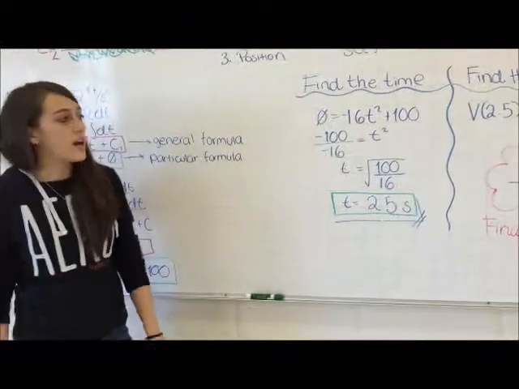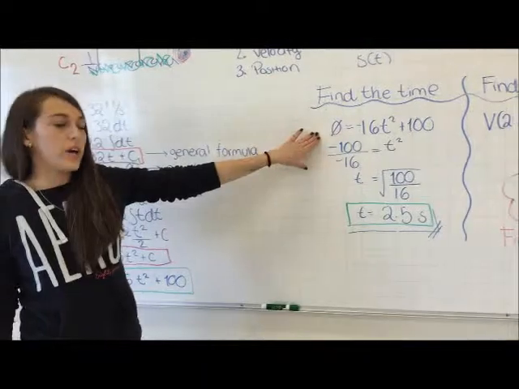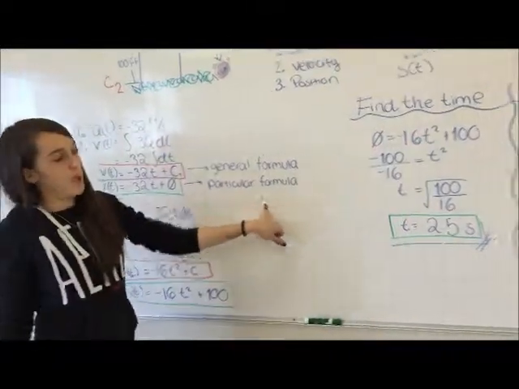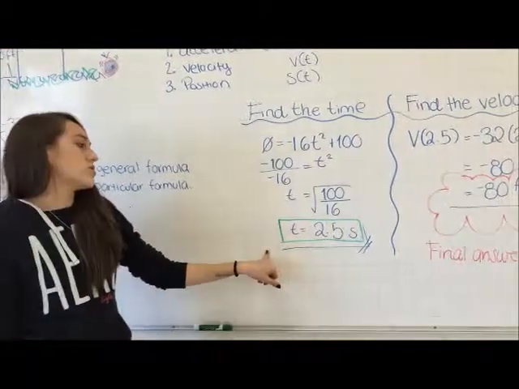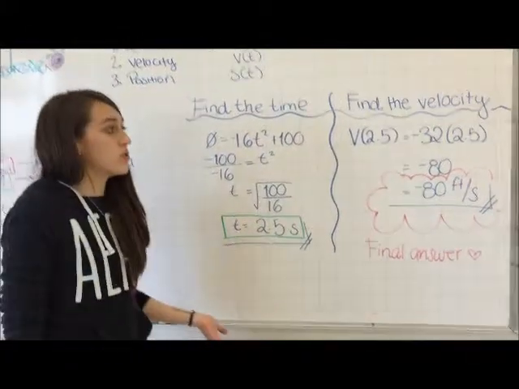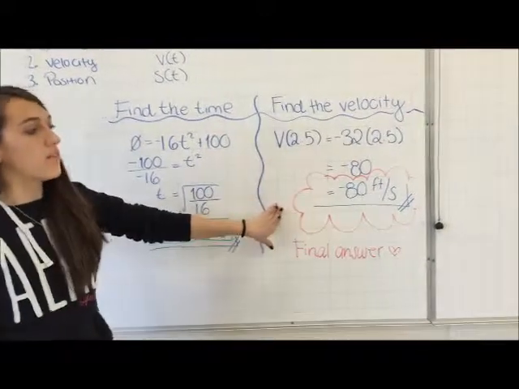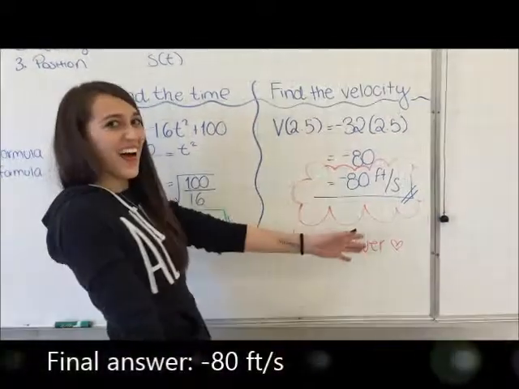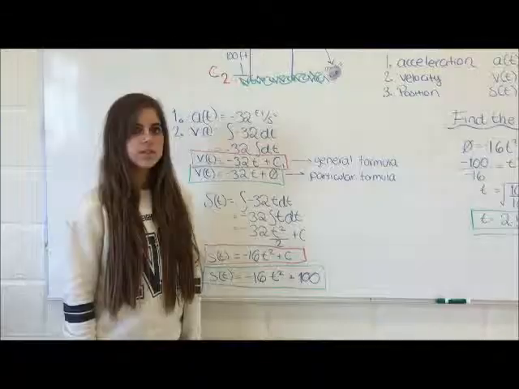Now, in order to find the time, we need to solve for t from the position equation, that is, the particular formula. And we solve for t, and we have that t equals 2.5 seconds. And now, with this value, we are going to substitute it in the velocity formula, and we have the velocity that the problem asks for. And the final answer is minus 80 feet over second.